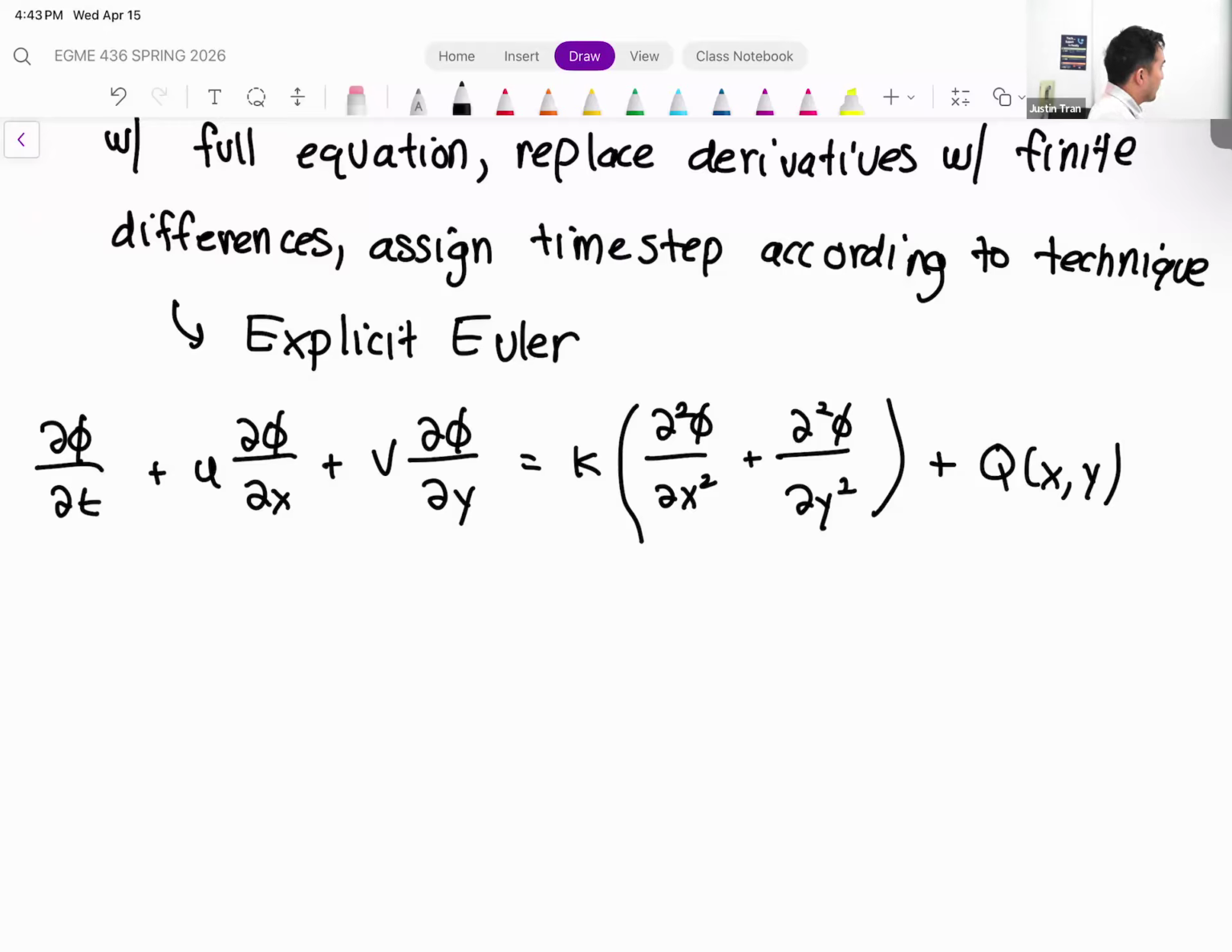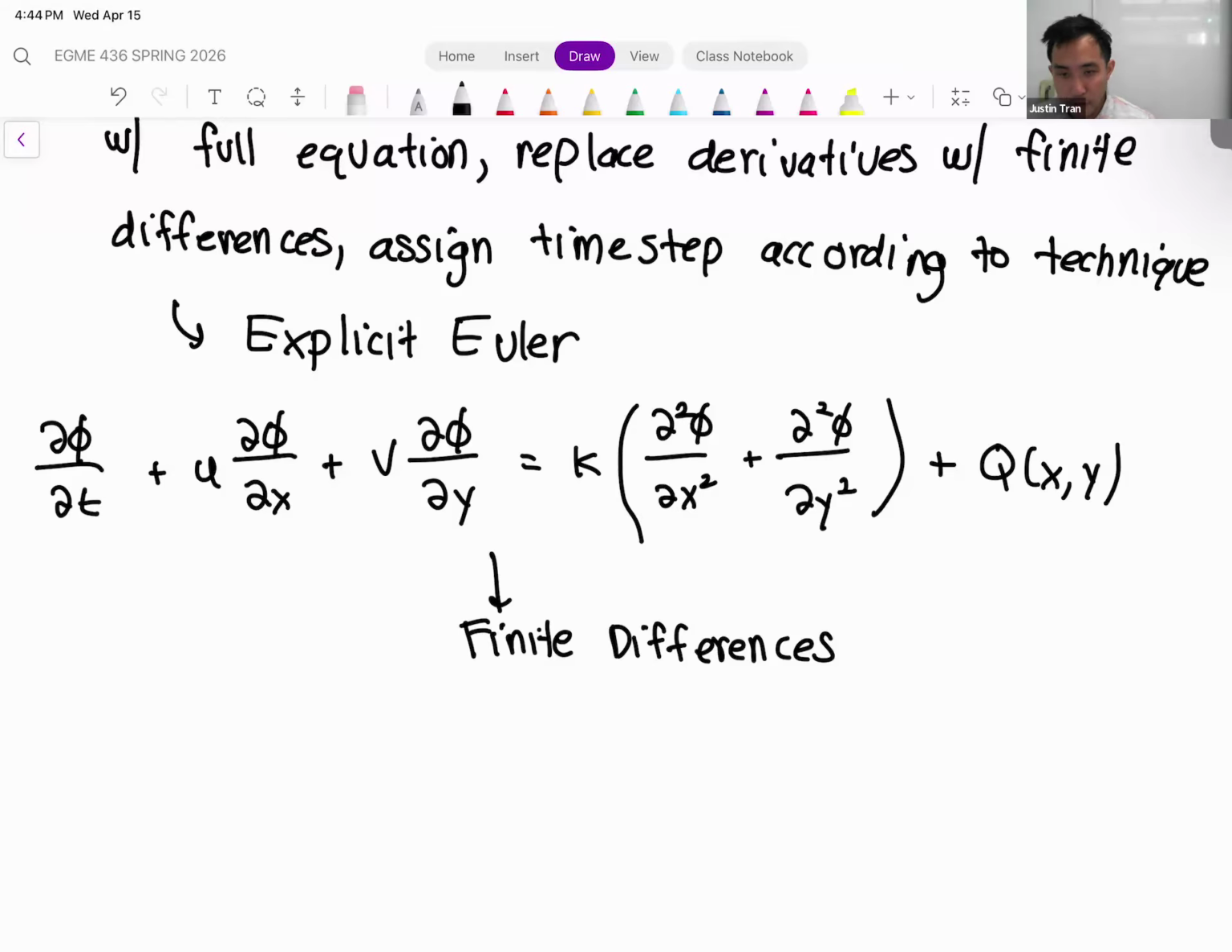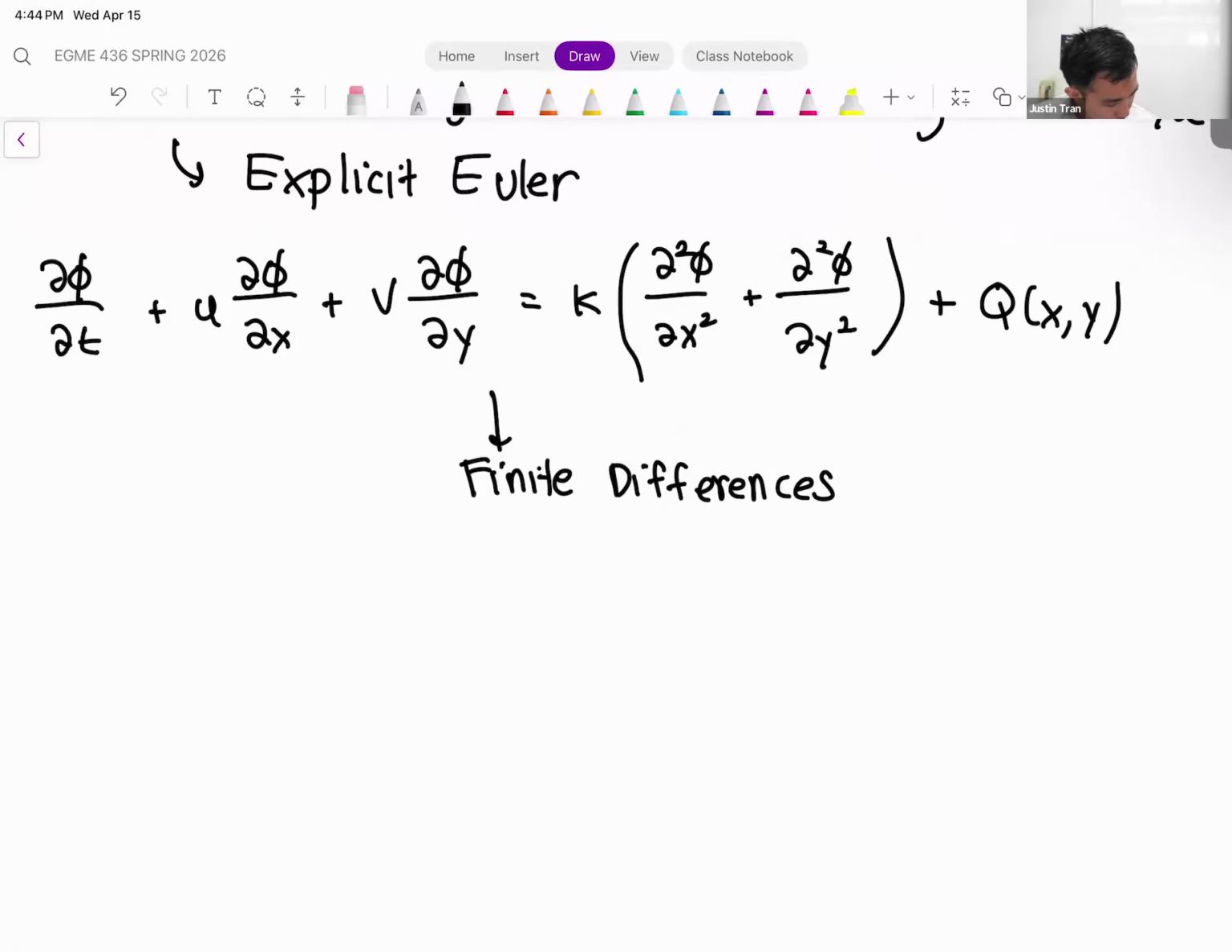So I think this is the first time we're seeing the entire conservation equation with every single term all together in one place. So this will be the first time we solve it all together. All right. So let's first do finite differences. We're going to replace every single derivative here with the finite difference approximation. Starting with the time derivative, right?